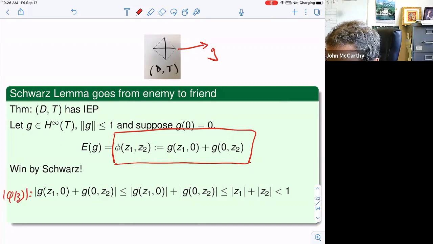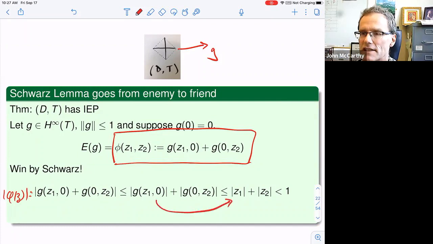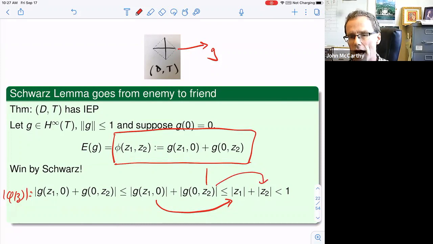by definition, it's this sum, G of z1, 0 plus G of 0, z2. And G of z1, 0, so G maps the horizontal disk to the unit disk. It maps the origin to the origin. So by Schwarz's lemma on the horizontal disk, I get the modulus of G of z1, 0 is less than or equal to the modulus of z1. By Schwarz's lemma on the vertical disk, I get that the modulus of G at 0, z2 is less than or equal to the modulus of z2. And the fact we're in the diamond says the sum of these two is less than 1.